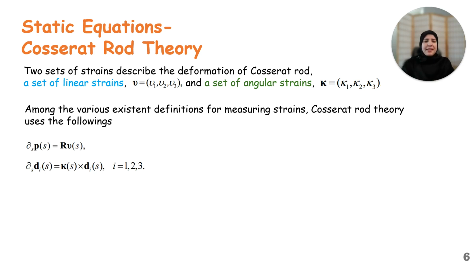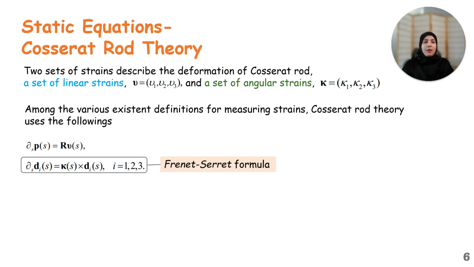Among the various existing definitions for measuring strains, Cosserat rod theory uses these two definitions. The first one states that the derivative of the center line position with respect to the arc length equals the rotation matrix multiplied by the linear strains. This equation represents the rate of change of the position vector along the arc length. The second definition states that the derivative of the director vector di with respect to the arc length s is equal to the cross product of the curvature vector kappa with di.